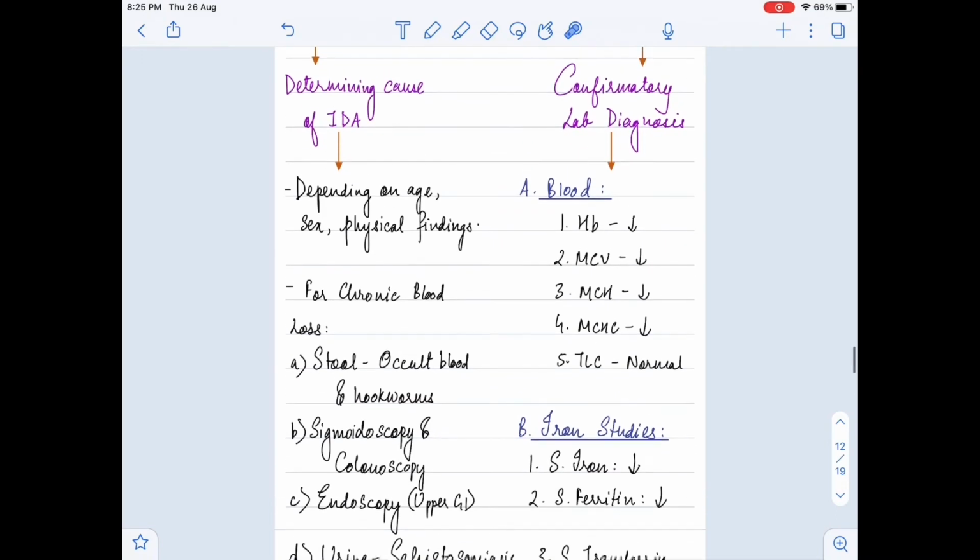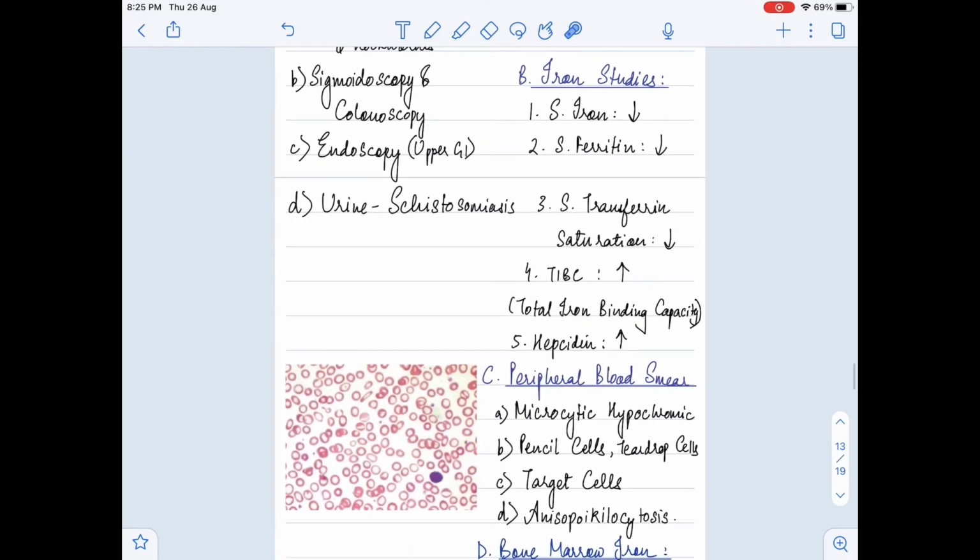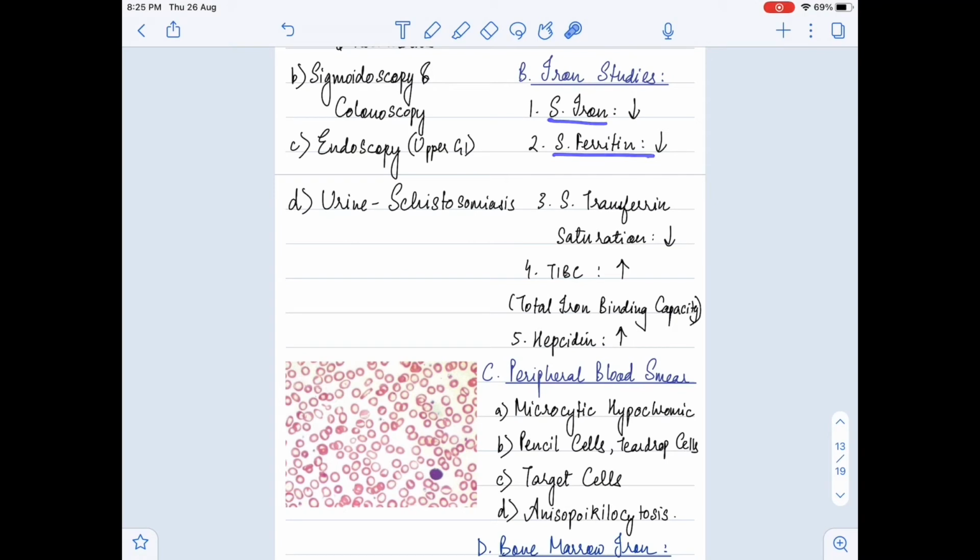Whereas for doing lab diagnosis, we may go for complete blood count, wherein the hemoglobin is decreased, the mean corpuscular volume also decreases, MCH and MCHC also decrease, but the total leukocyte count remains normal. The iron studies of the blood show serum iron, serum ferritin and serum transferrin saturation to be decreased, while total iron binding capacity and hepcidin also increase.